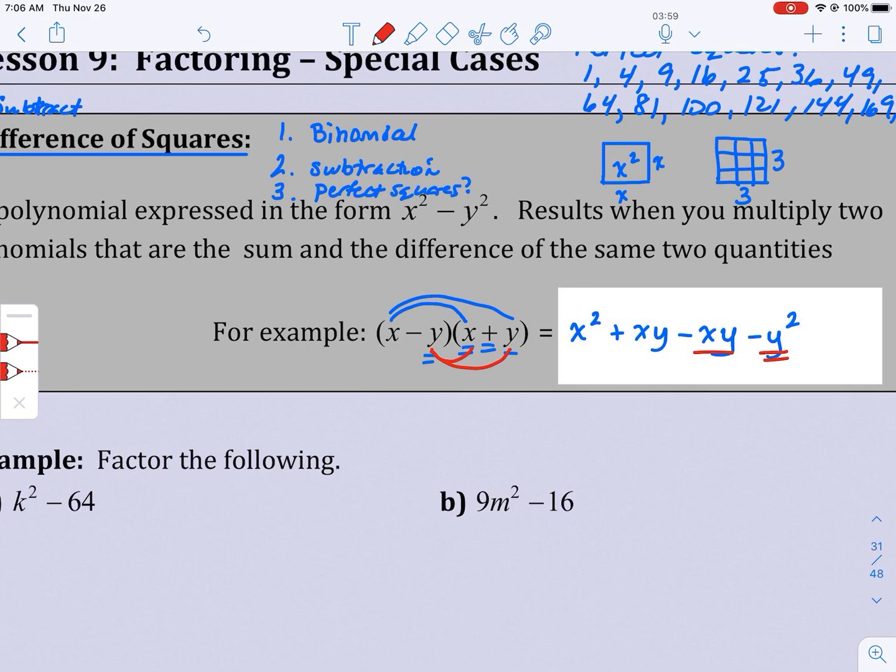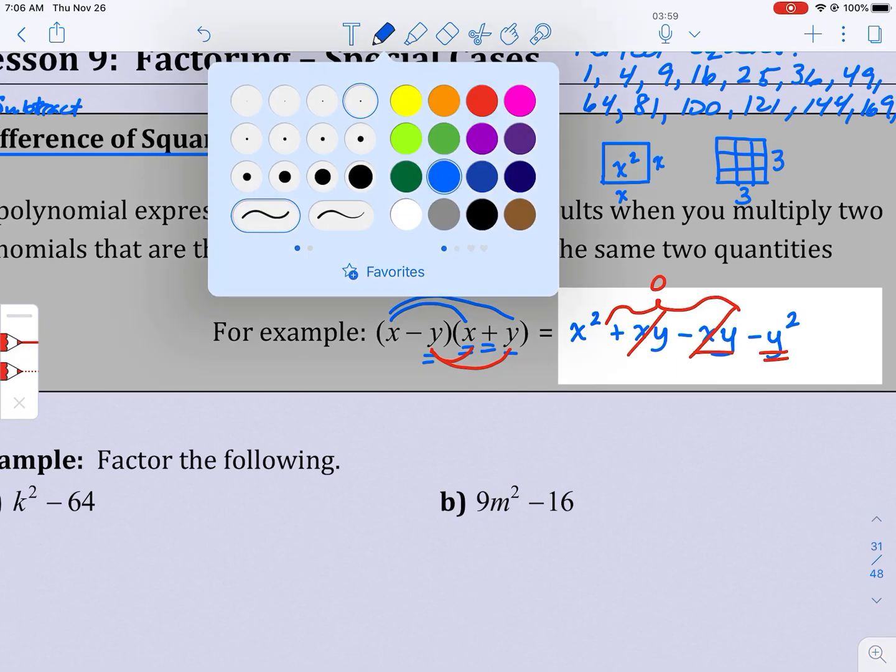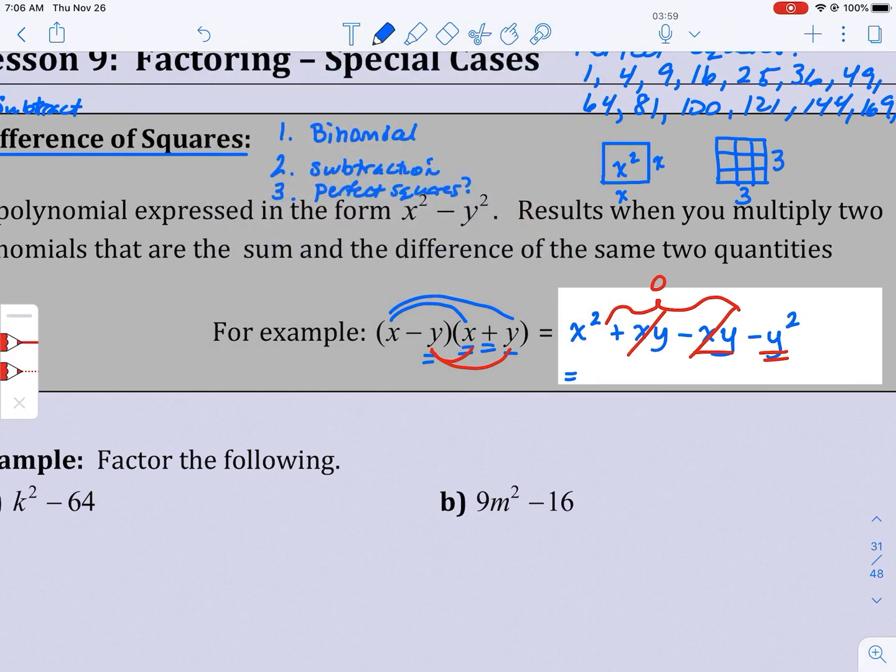Now what happens here when we expand those is our two middle terms, positive xy and negative xy, cancel each other, right? We end up with a sum there of 0, okay, if we add those up. So our final simplified product is x squared minus y squared.